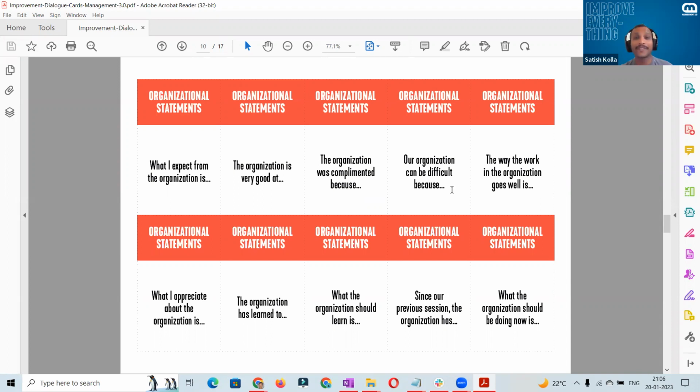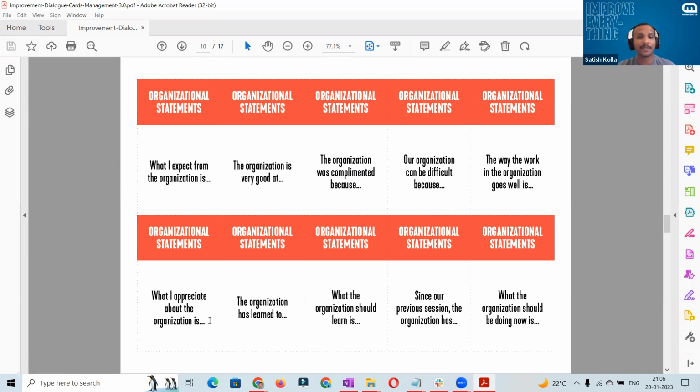The organization can be difficult because, yes, we are trying to address some of the organizational challenges as well. But again, without asking the questions, having that conversation might be a little bit difficult. If we practice maybe with the personal statements, we can get some comfort level, and then we can jump into the relational or the organizational specific statements, right?